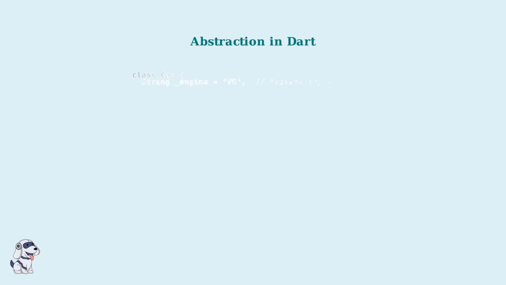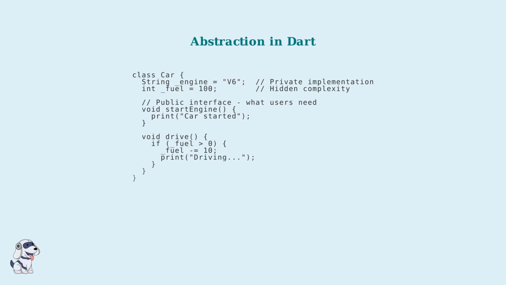In Dart programming, abstraction allows us to create classes that expose only the necessary methods and properties. Let's see how this works with a simple example. Notice how the internal details like engine type and fuel level are private, marked with underscores. Users of this class only see the public methods like start engine and drive. They don't need to know how the engine works internally.